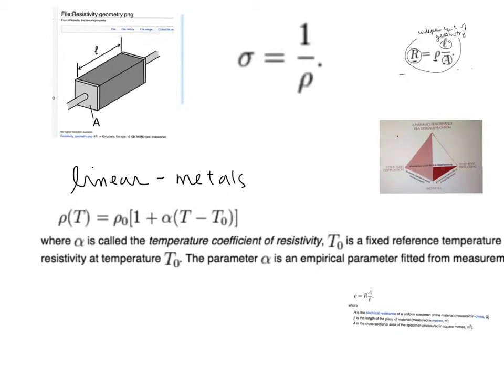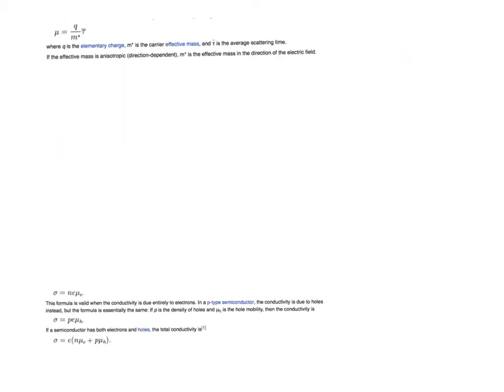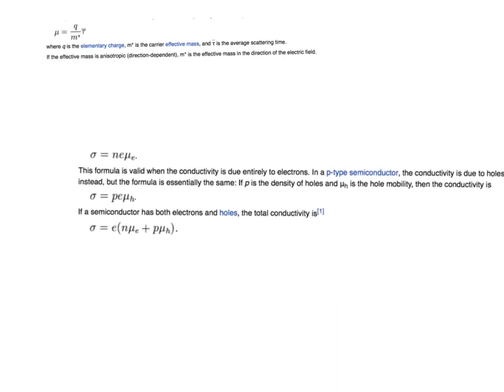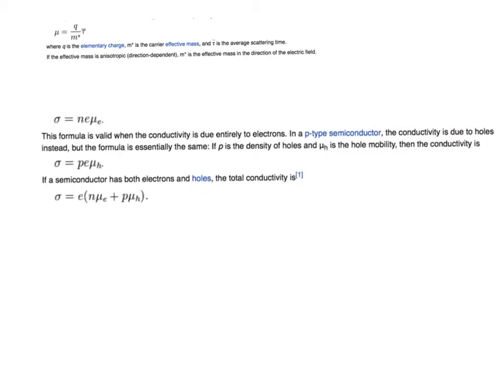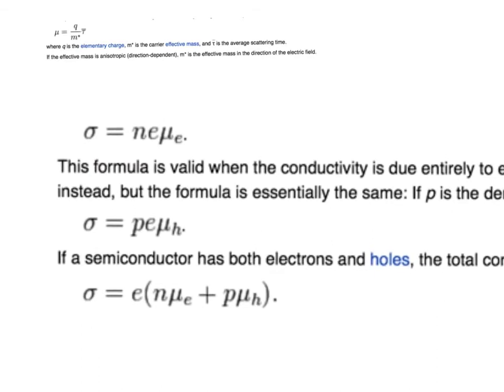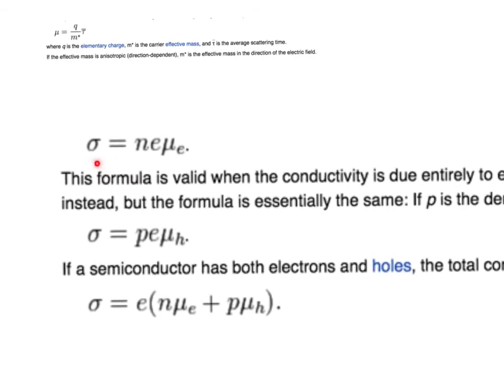There is an equation for semiconductors, and that was this relationship that we saw, where the conductivity equals the number of carriers times e, the charge per carrier, or Q sometimes, times the mobility of the carrier. In this case, we're talking about electrons.